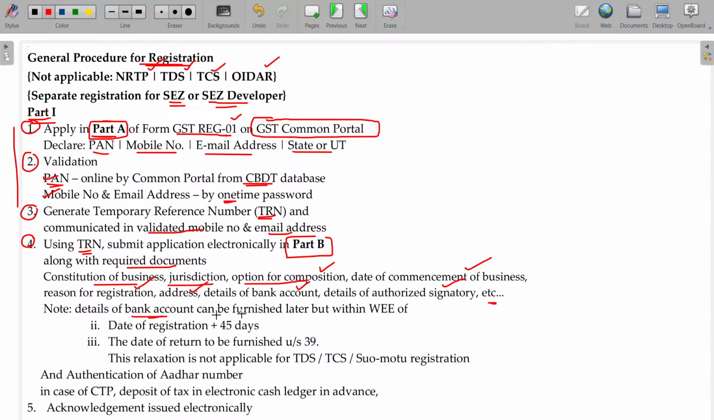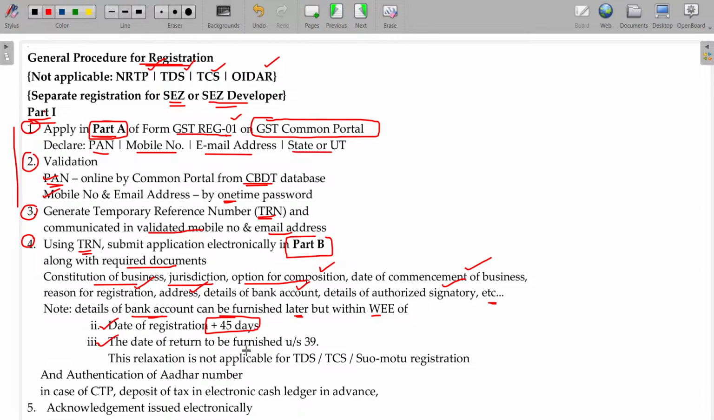Details of the bank account can be furnished later also. Even if you don't have a bank account while applying, it doesn't matter, you can apply. You can furnish it later, whichever is earlier of the date of registration plus 45 days. Once you get the registration, within 45 days from there, you have to give the bank details.